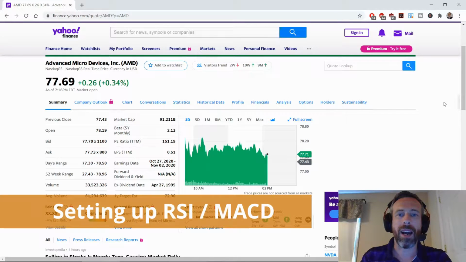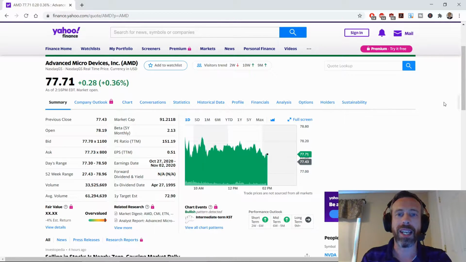So how do you add RSI and MACD to your indicators so that you can actually use them when you look at a stock? Well, all of your brokerages, except maybe Robinhood, are going to have access to it. So go in your charts and you'll be looking for, often they call it studies or just indicators. I like to use Yahoo. It's very simple to use, good interface. So I'll show you how you would do it with Yahoo.